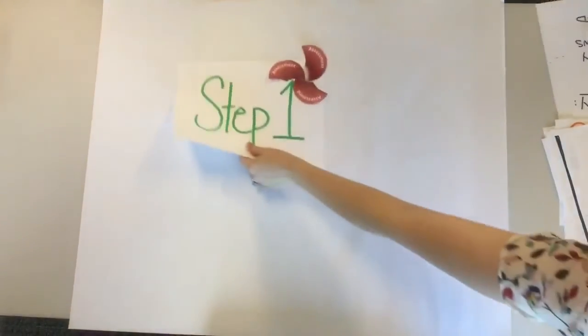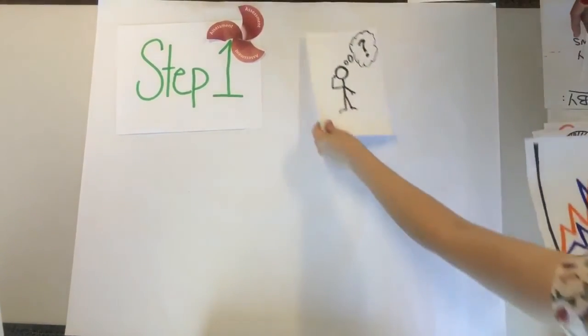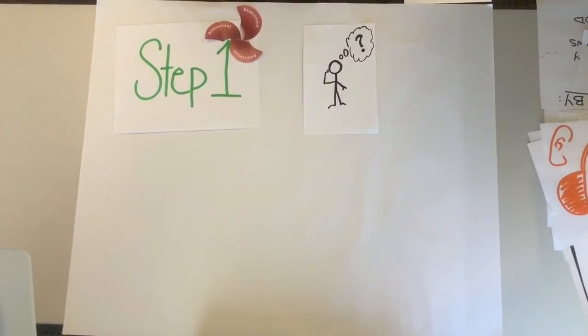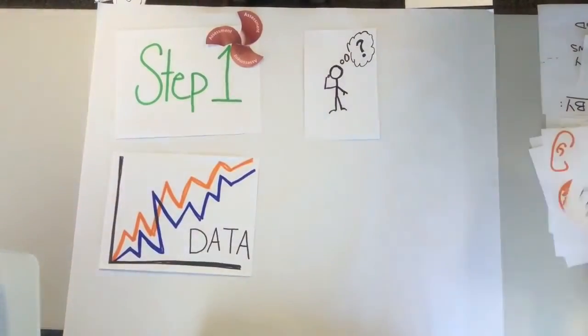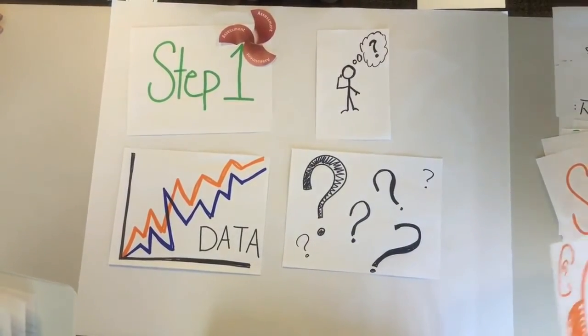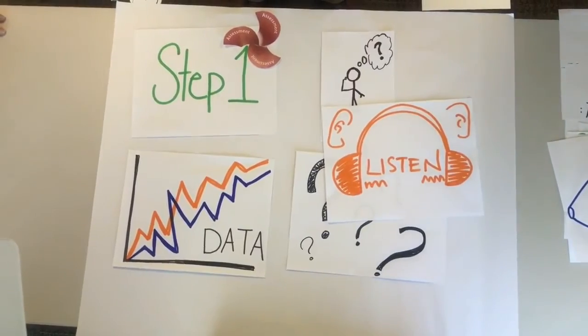Step 1. The first thing you must do is determine the problem that you want to address. Is it really a problem? And how do you know? Use data to help you. You may need to learn more about the problem. This may mean asking new questions or holding listening sessions to make sure that you understand the problem completely.